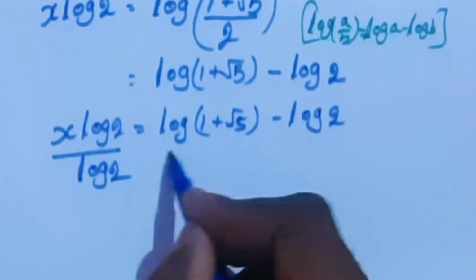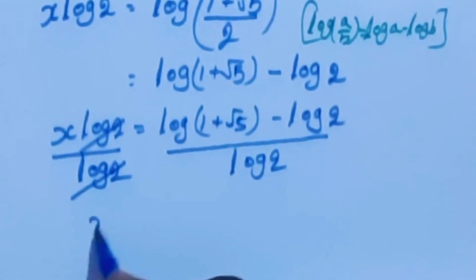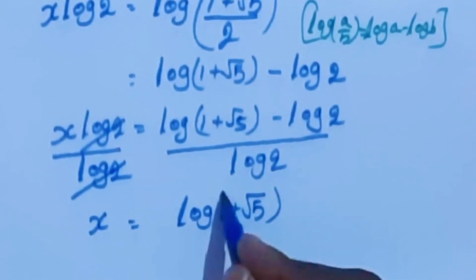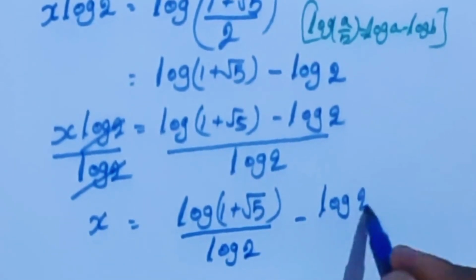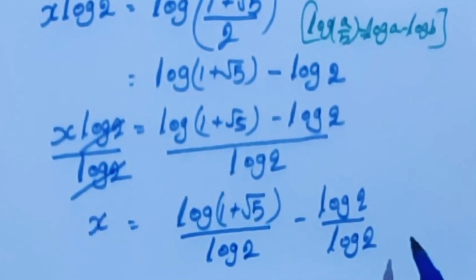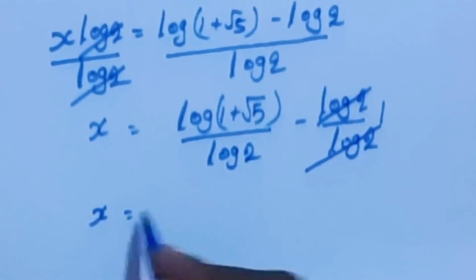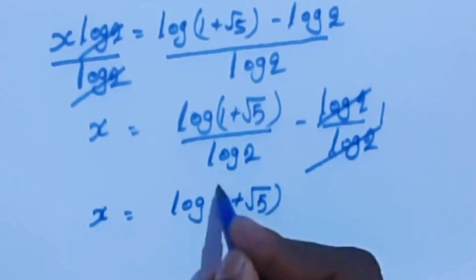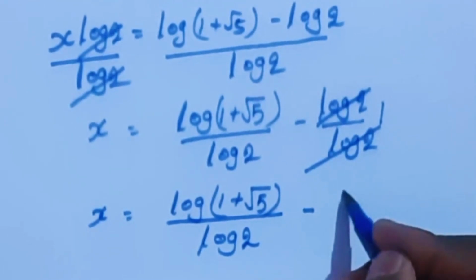So log 2 here, log 2 here. Now this log 2 cancels this. So we have x equal to log(1 plus square root of 5) by log 2 minus log 2 by log 2. Now this log 2 cancels this log 2, so we have here 1. Now x equals log(1 plus square root of 5) by log 2 minus 1.